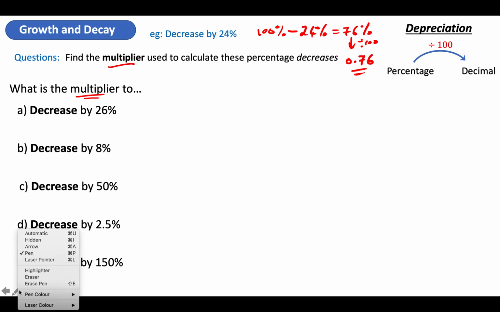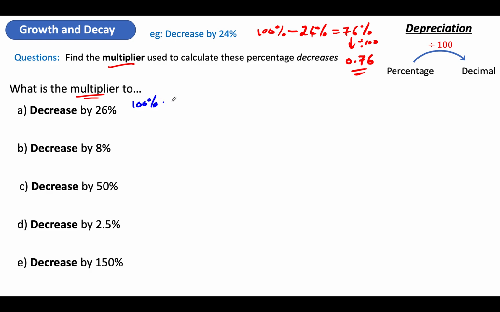Okay, we have unpause. Now, I could have in the meantime changed color, but I didn't. Okay, a decrease of 26%. I'll do the first one and probably the last one. Otherwise, I'll just give you the answers. But 100%, take off 26% because we are decreasing, leaves 74. 100 take away 26 leaves 74. 74%, turn it into a multiplier by turning it into a decimal, 0.74. That's the first one. Okay, get the idea? So when you did this one, the multiplier you're after here would have been 0.92.